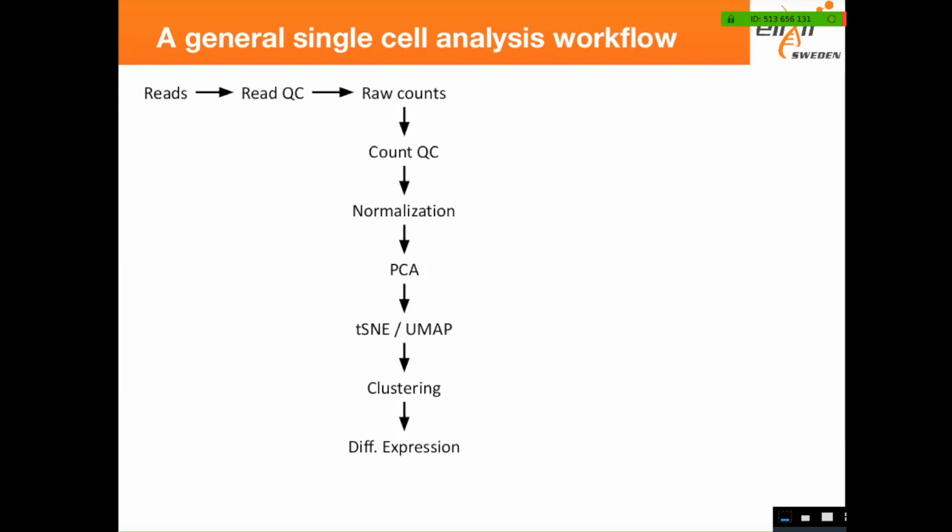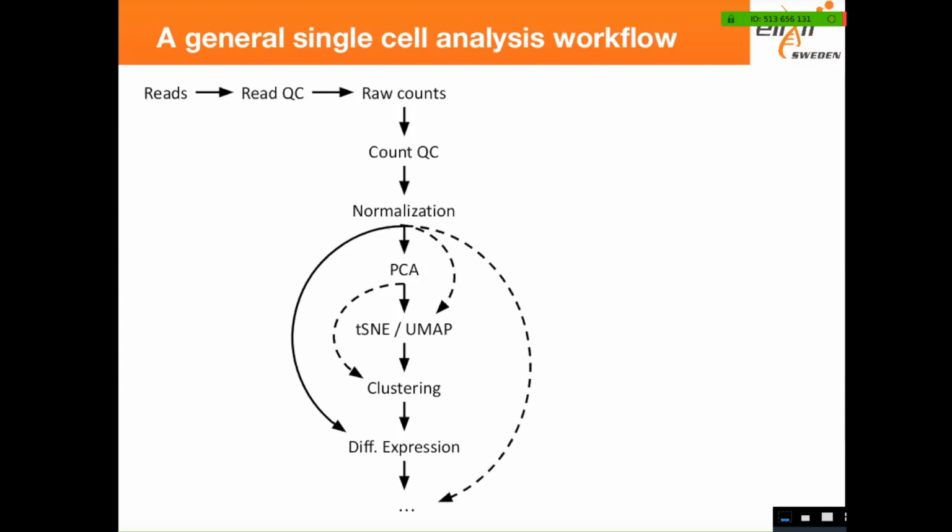But of course, for a single cell strategy, there are many options you can choose. You can go directly from normalization to differential expression if you already know your classes, so then you actually don't need to reduce the dimension that much. You can even go for trajectory analysis, and there are many other options afterwards. You can go from PCA directly to clustering, or from normalization directly to tSNE. That is really dataset dependent.